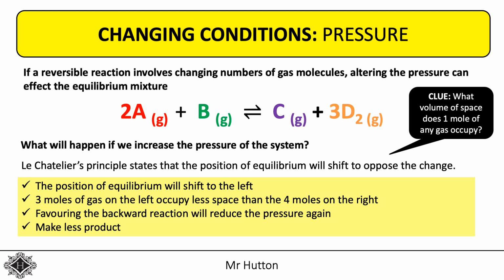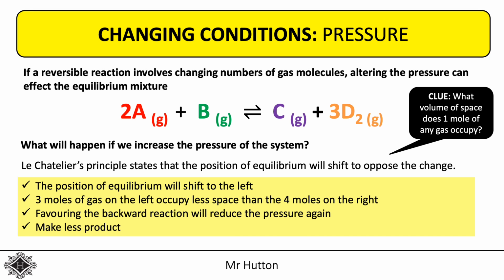Excellent, well done. So if we look at that reaction, at the top there are 3 moles on the reactant side. You've got 2 moles of A and you've got 1 mole of B. On the product side, there are 4 moles. So you've got 1 mole of C and 3 moles of D. So we've got 3 on the left and 4 on the right. So the side with the most moles is the product side, and the side with the fewest moles is the reactant side. So if we increase the pressure on this system, the position of equilibrium will shift to the left.